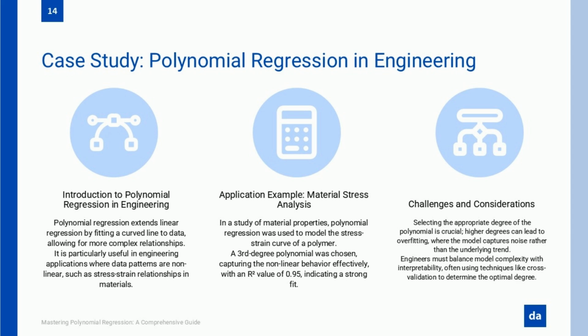This case study highlights the importance of polynomial regression in engineering applications, from material stress analysis to control system optimization and predictive maintenance. By selecting the right polynomial degree, applying regularization techniques, and validating models with cross-validation, engineers can develop accurate and reliable models that improve system efficiency and safety.